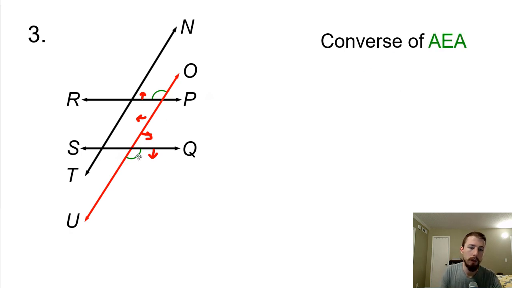And if the alternate exterior angles are congruent, which is what those markings are showing, what two lines have to be parallel? Well, again, these two angles are relating RP to SQ. The line that they tell us nothing about is NT. We don't have any idea what's going on with the angles over here. So we can say that RP is parallel to SQ by the converse of the alternate exterior angles theorem.